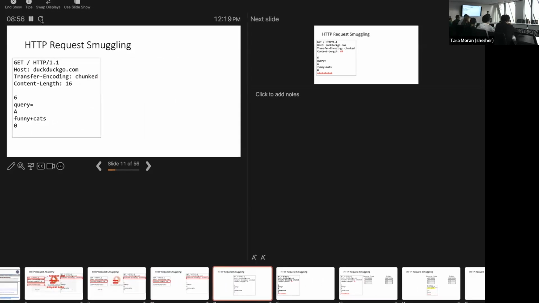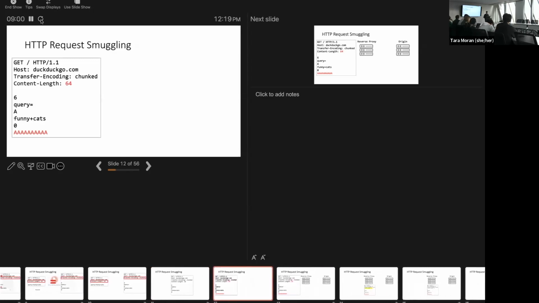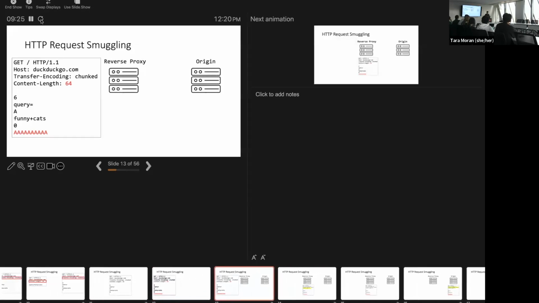Transfer encoding is chunked, content length is 16, and I add a bunch of A's, a classic security testing string, at the end of that request. Suppose I have a setup that we find on the internet very often, where I'm using proxies. I'm not sending this directly to the server, but to, say, Akamai, that is my proxy. My proxy processes that and then forwards it to the origin server. So I have the reverse proxy and the origin.